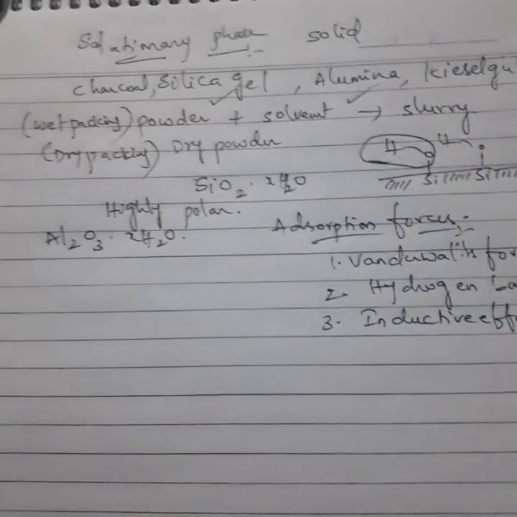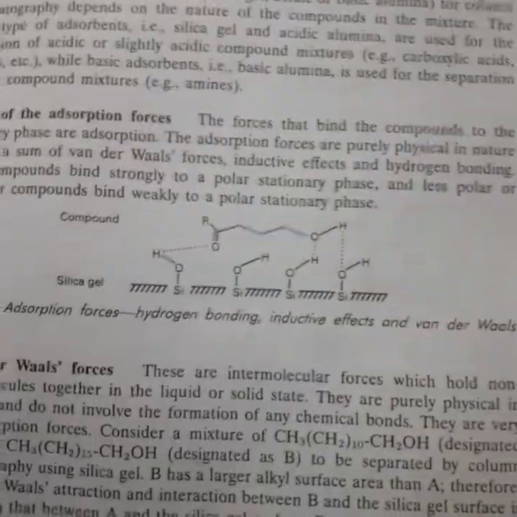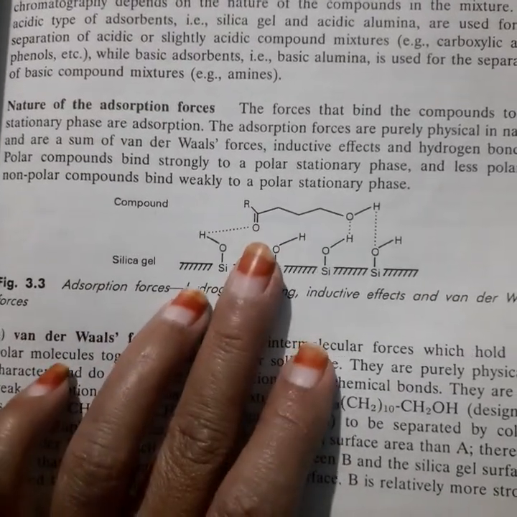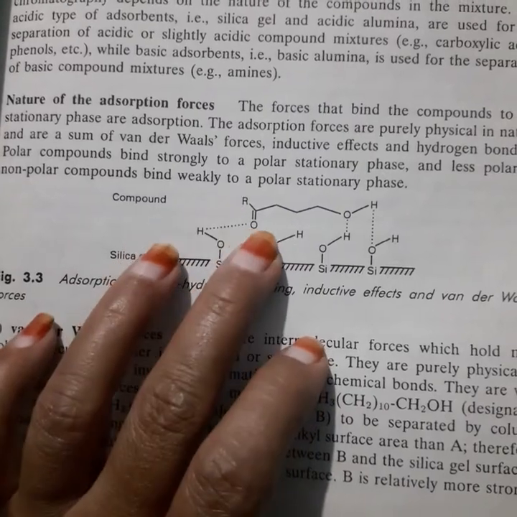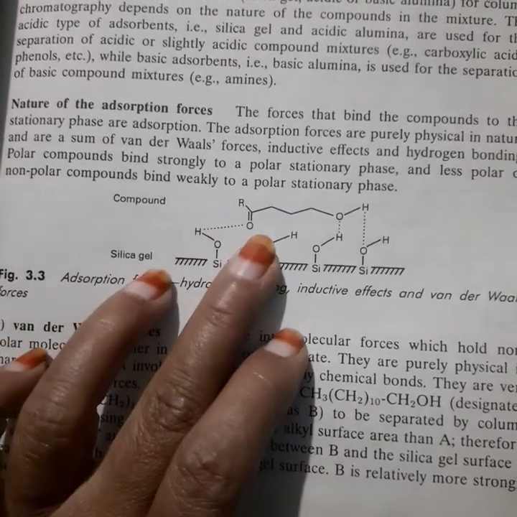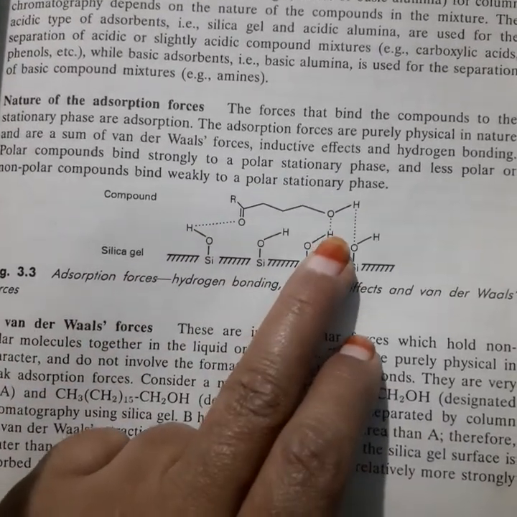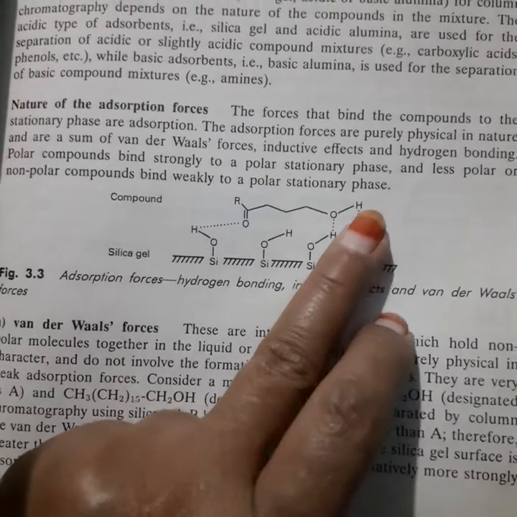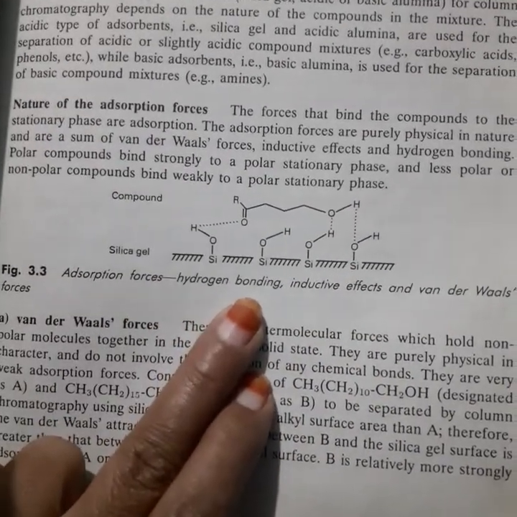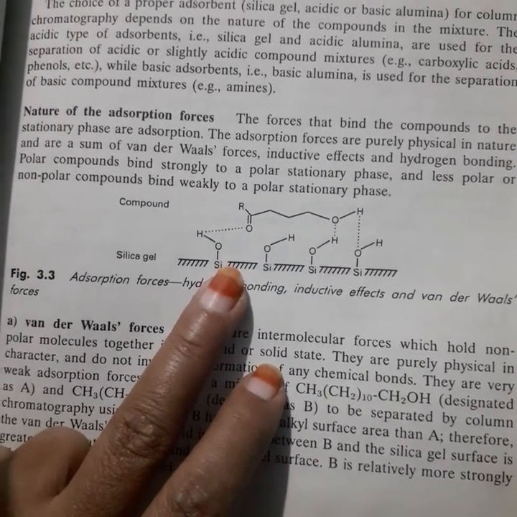I'll show how this hydrogen bonding occurs. See, if you observe here, there is a functional group like a keto group, R=O. How are these hydroxyl groups connected to this one? See, H is connected to oxygen, and again H is connected to this oxygen. Oxygen is connected to this H. Like this, hydrogen bonding is the cause for the adsorption here.